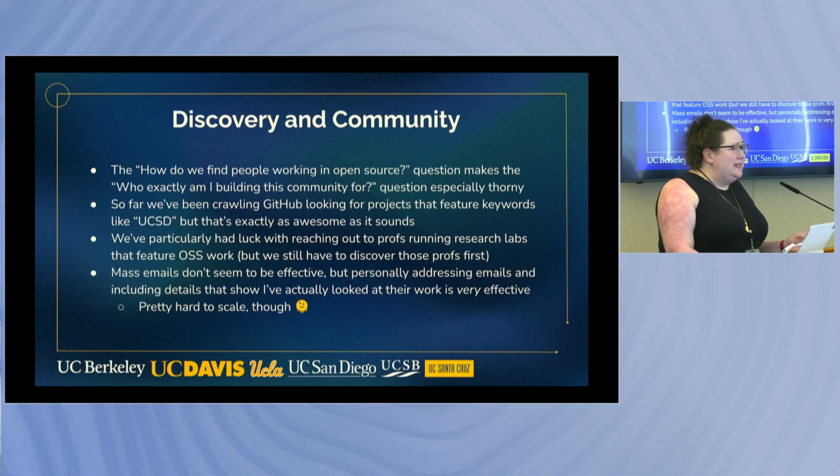Mass emails, unfortunately, are not especially effective. The ones that seem to go really well are the ones where I'm addressing the person by name and including details in the email that show that I have actually looked at their work, which makes sense, but it's really hard to scale. And so, what's the lovely phrase? There's more work to be done here.